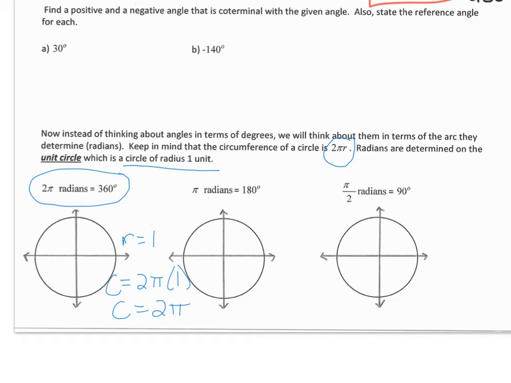All right, now take a look at the second one. Hopefully this one also makes sense. Pi radians is 180 degrees. If you think about 180 being halfway around the circle, then it should be pi radians. And if pi radians is half the circle, hopefully it also makes sense that pi over 2 is a quarter of the way around the circle, or 90 degrees.